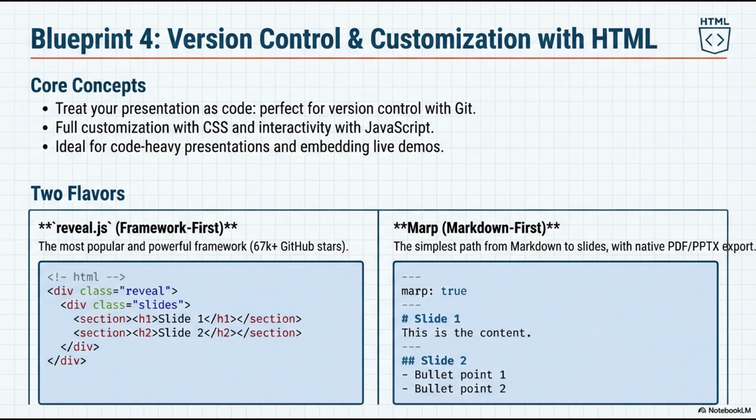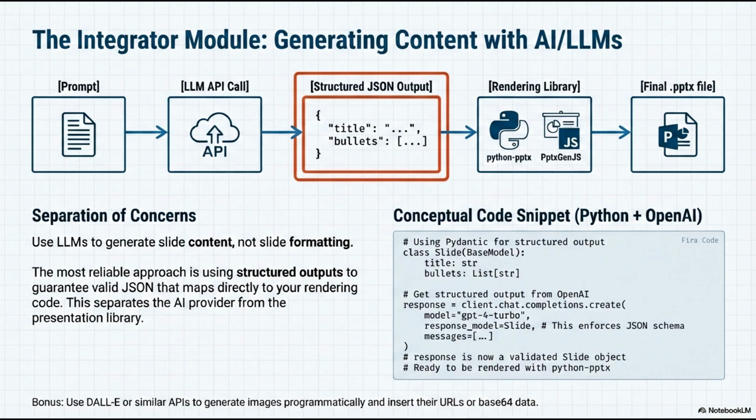But now that we've covered how to build and manage these code-driven presentations, how can we automate the generation of their content? That's the perfect lead-in to our next blueprint, where we'll explore integrating AI and large language models for automated content creation. So far, we've covered how to control the structure and layout of our presentations. But what about the actual content? How can we leverage AI to generate that dynamically and reliably?